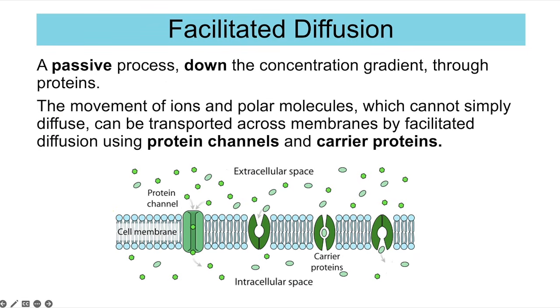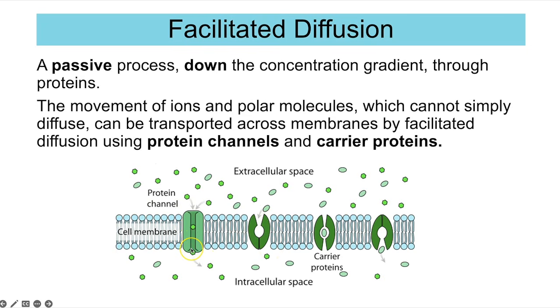Facilitated diffusion is also a passive process, meaning it doesn't require energy from ATP, and that's because it's still going down the concentration gradient. But this would be used for molecules that are either not lipid soluble or they are large, and therefore they have to go through a protein instead because they can't dissolve through the phospholipid bilayer. Now this could be either using a protein channel or a protein carrier.